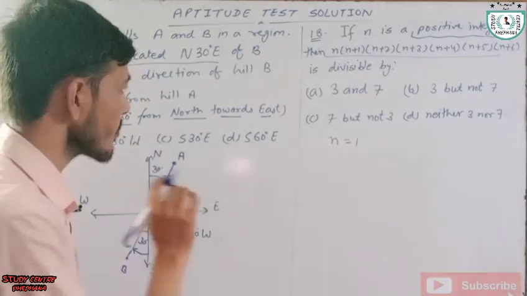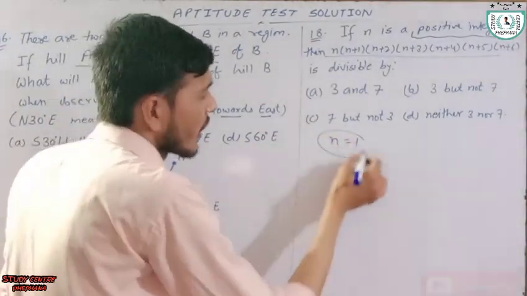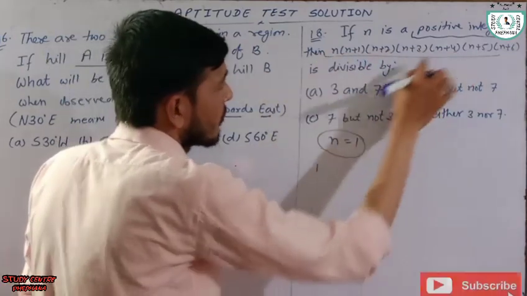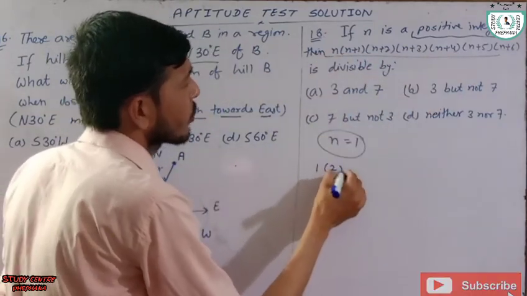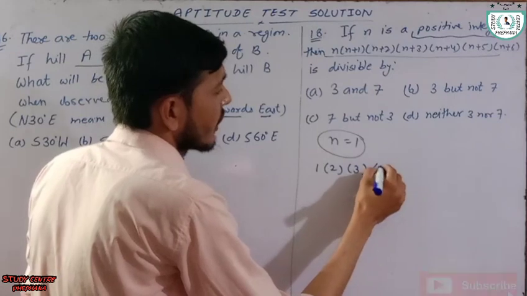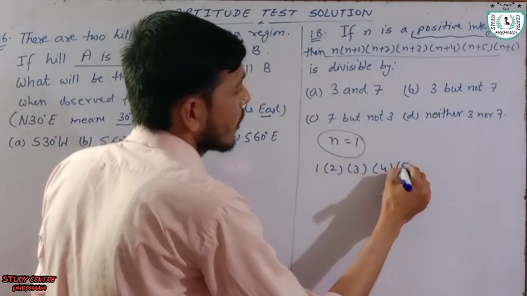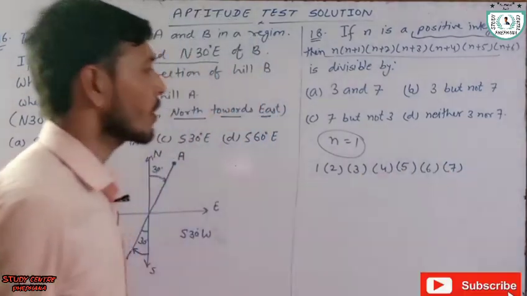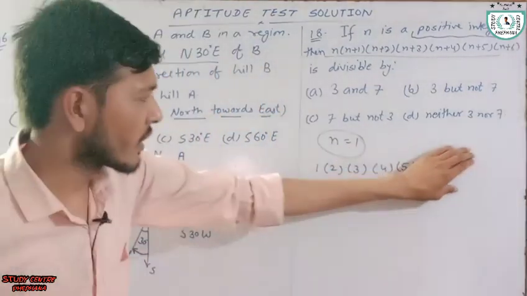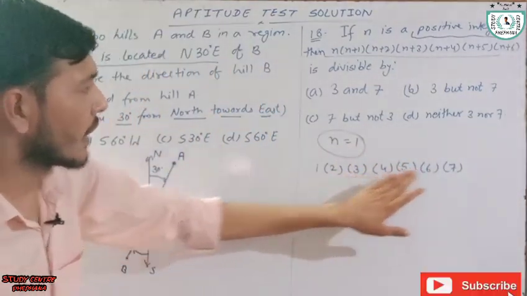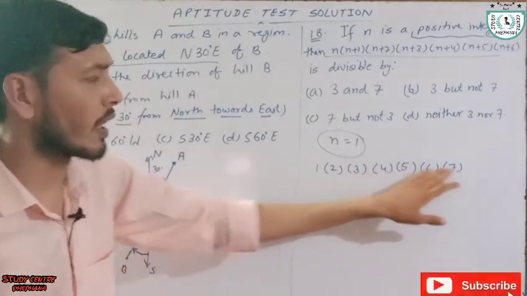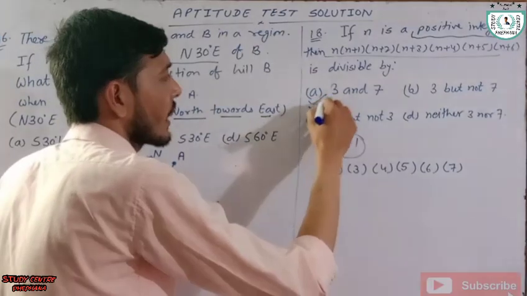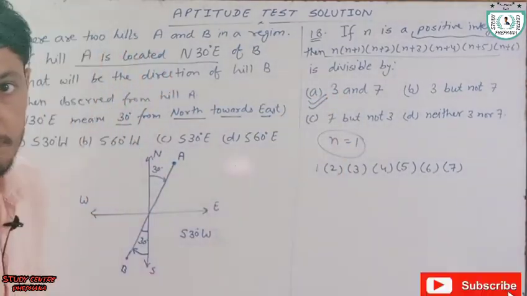According to putting n is equal to 1, this will become 1 into 2 into 3 into 4 into 5 into 6 into 7. After looking at this, I can say that this is divisible by 3 and 7 both. Hence the correct option is A, 3 and 7 both.